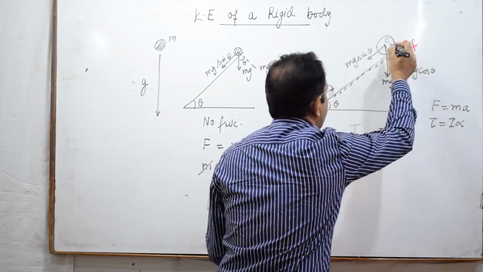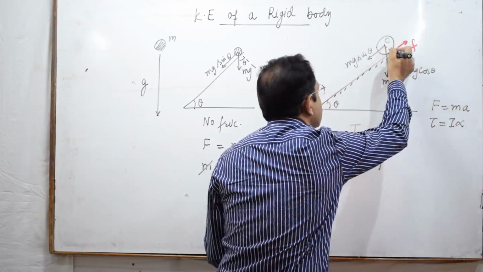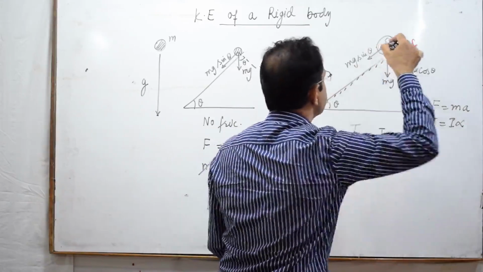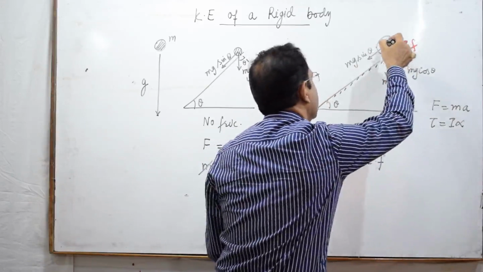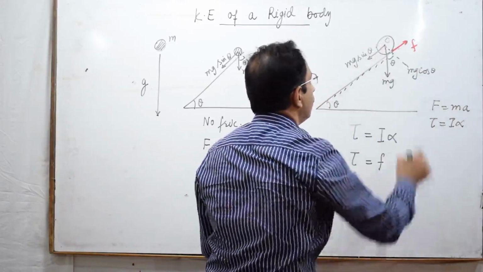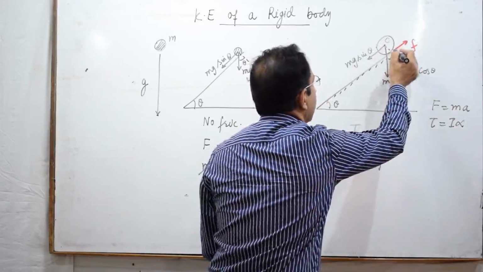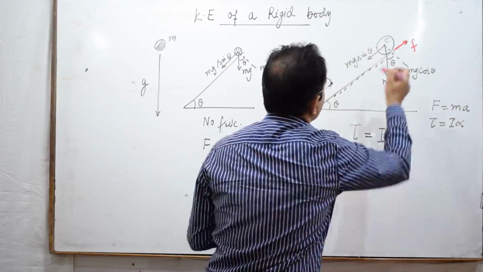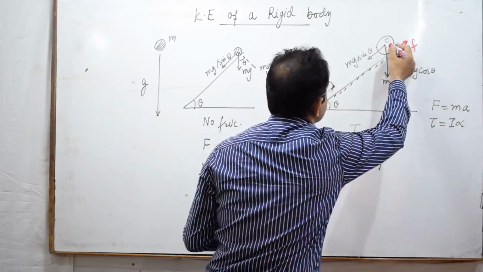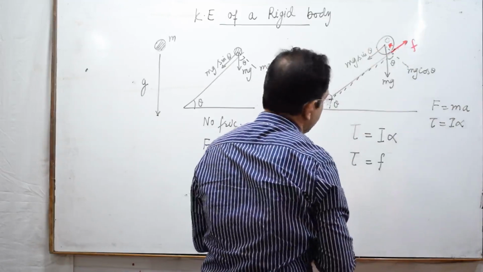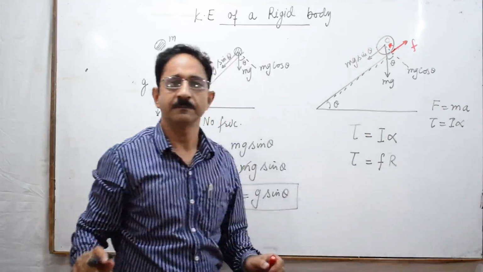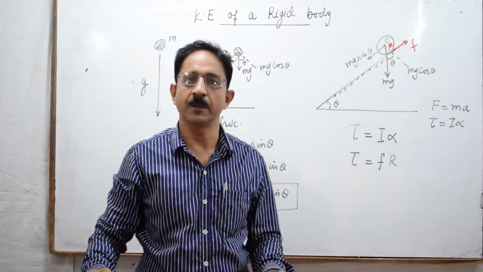If I take the moment of this force with respect to O, you see there is a perpendicular distance between this point, where an axis passes through like this, and there is a distance r between the point where force is acting and the position of O. So this distance is r. You will see that the moment of this force of friction becomes equal to Fr. R is the radius of this body.